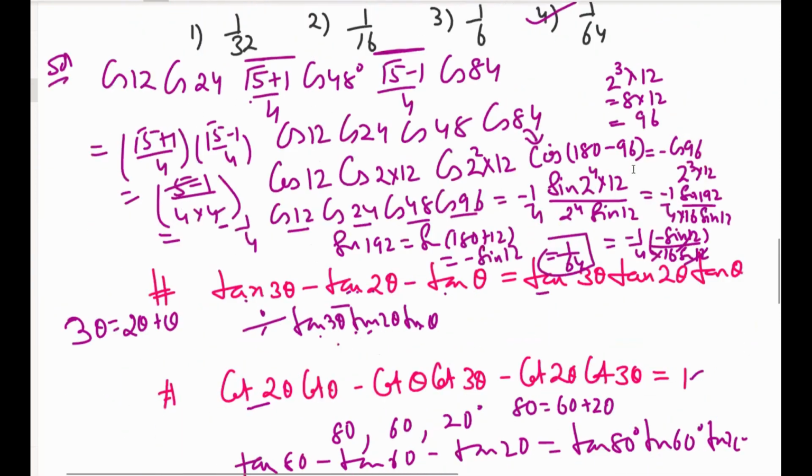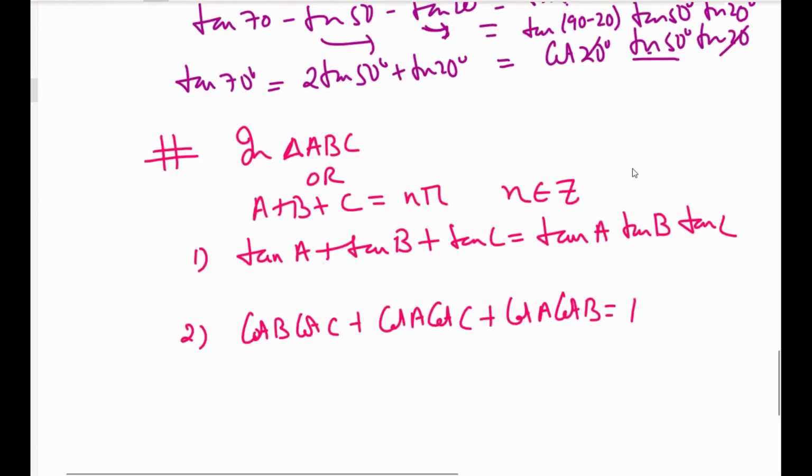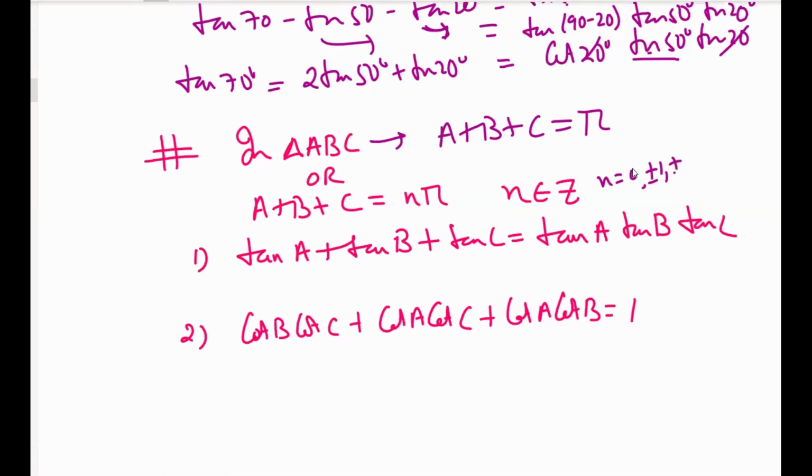One more very important result of tan and cot is this. If in a question it is written that in a triangle ABC, or you know that it is a triangle ABC, you have to write A plus B plus C is equal to π to start with. Or instead of that, if it is A plus B plus C is equal to nπ, n belongs to Z, Z means integers, maybe 0, plus minus 1, plus minus 2 and so on. That means A plus B plus C is equal to 2π, A plus B plus C is equal to minus 3π, and so on.